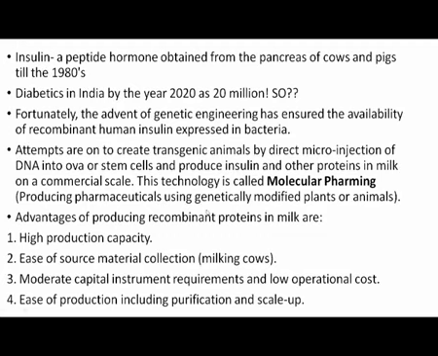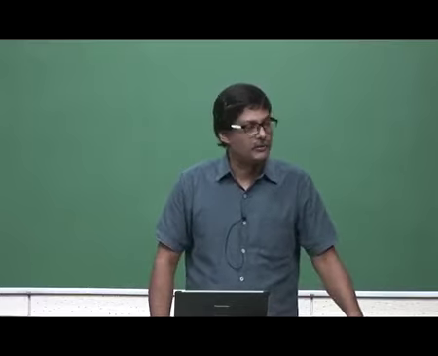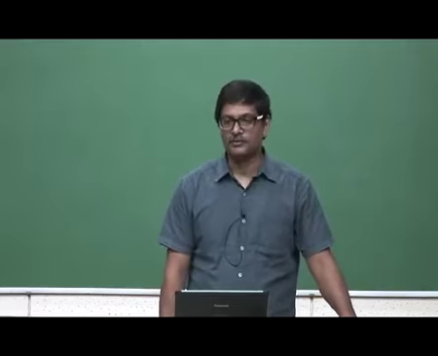The advantages of producing recombinant proteins in milk are: the productivity is high, the ease of source material collection, you just milk the cow and you get the protein, moderate capital instruments required, and low operational cost, because you just rear the animals and the animals will give you the protein, and there is ease of production including purification and scale up. So, with that we have got a vivid idea about how proteins can be separated, where proteins can be obtained, and what genetically modified organisms are present at this point of time.